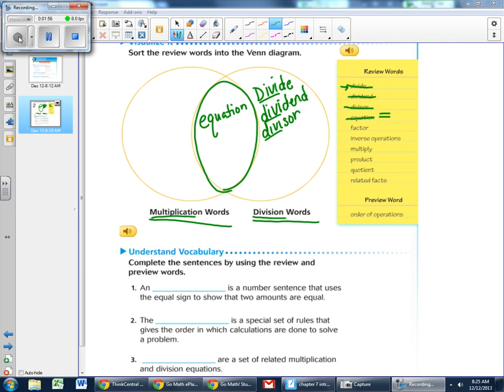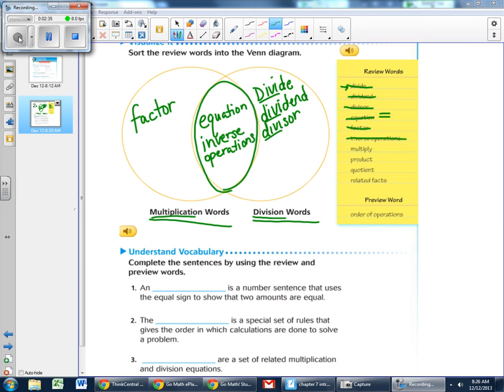A factor. Factor was the word that we learned a couple of chapters ago before we were in division, and a factor is a multiplication word to do with what you are multiplying together. Inverse operations, remember those are those turnaround facts. So inverse would be both of them. Should have written a little bit smaller on my Venn diagram.